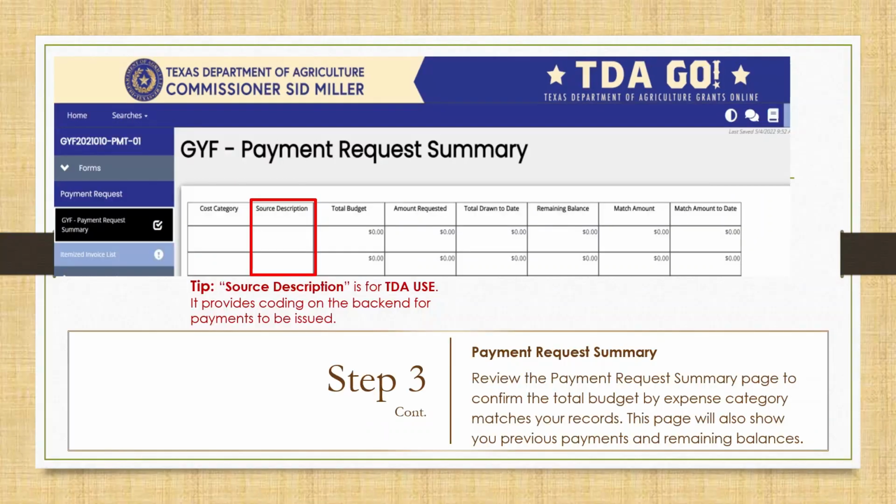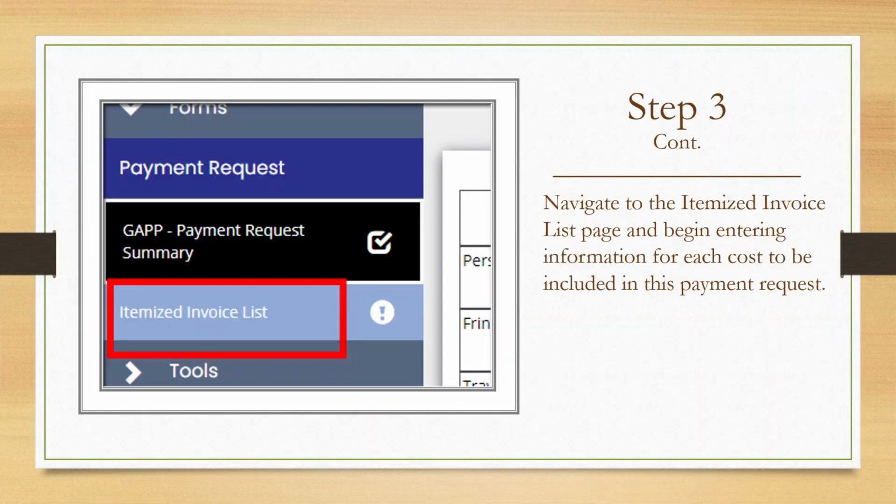On your payment request summary page, you will be able to review and confirm the total budget by expense category and match those to your records. This page will also show you previous payments and remaining balance. Just a tip, the source description column is for TDA use only. It provides a code on the back end for payments to be issued.